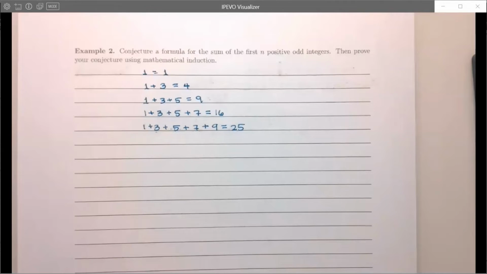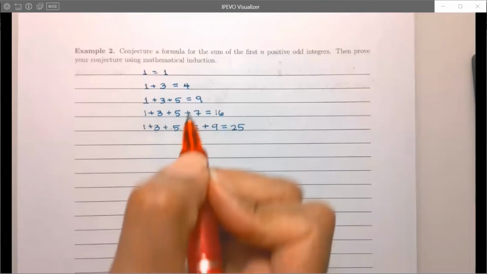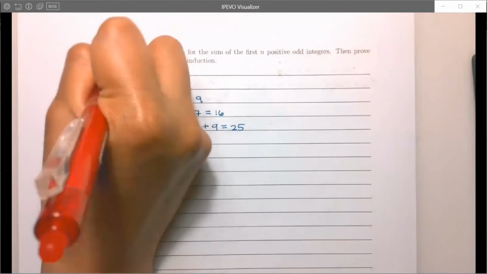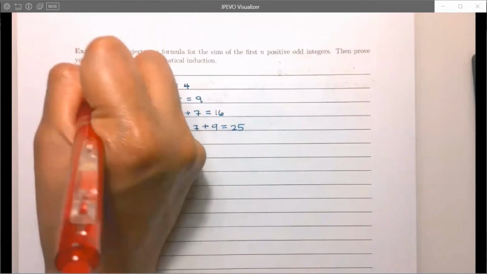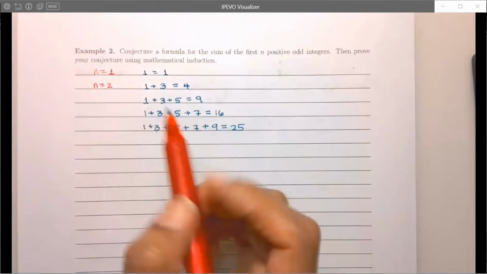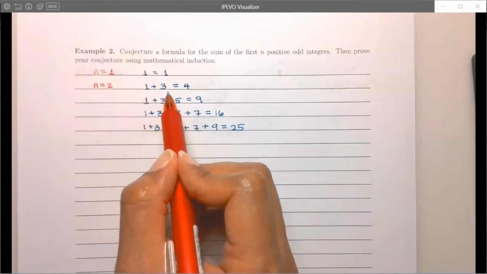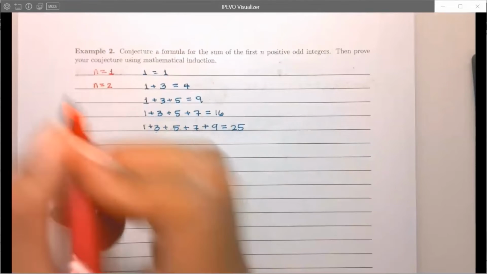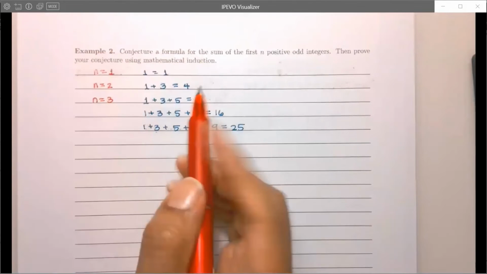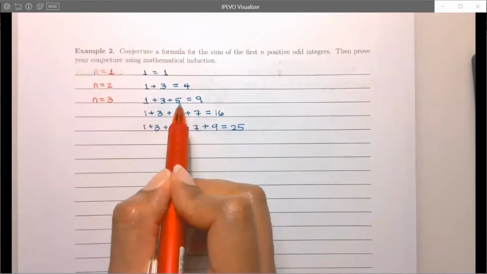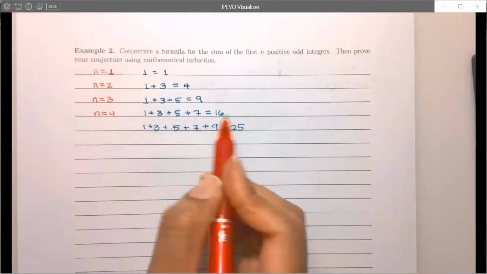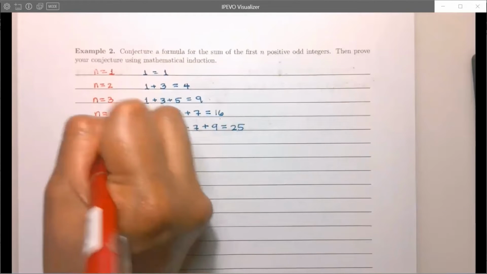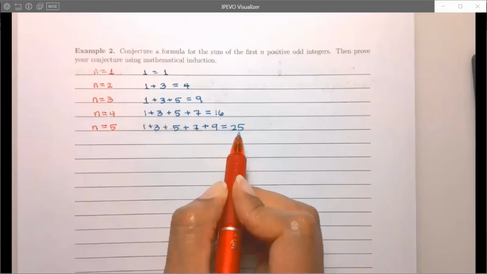So for instance, if I try to sum the first positive odd integer, so n is 1, I simply get 1, right? So 1 is equal to 1. Then when I try to sum the first two positive odd integers, that would be 1 plus 3, which gives us a 4. When we try to sum the first three odd positive integers, we get 1 plus 3 plus 5, which is a 9. When we try the first 4, we get 16. When we try the first 5, we get 25.